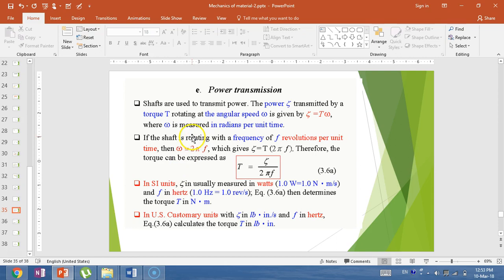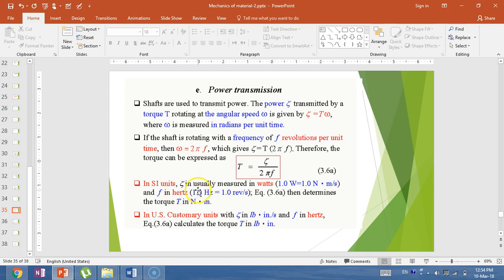This shaft sometimes is used for power transmission, and the power P transmitted by the torque T rotating at the angular speed omega is given by P equal to T times omega, where the omega is measured in radians per unit time. If the shaft is rotating with a frequency of f revolutions per unit time, then omega will be equal to 2 pi f, which gives that P is equal to T multiplied by 2 pi f. We substitute it here, and therefore the torque can be expressed as T equal to P divided by 2 pi f. And this is the same torque which is causing shear stress in the cylinder.